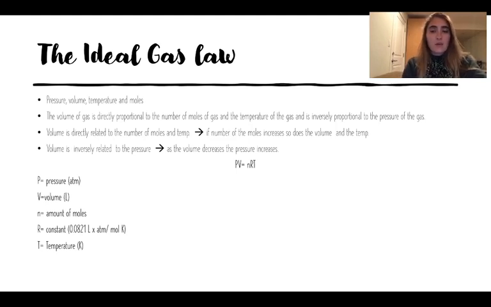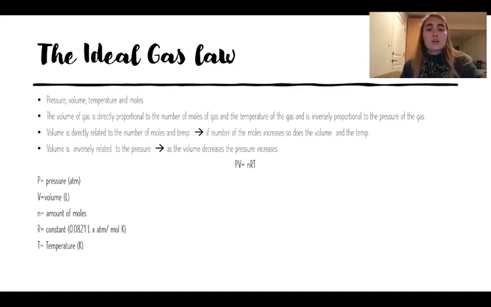So this is a big statement, but I'll break it down for you after. The volume of gas is directly proportional to the number of moles of gas and the temperature of gas, and is inversely proportional to the pressure of the gas. So what does that mean? That means volume is directly related to the number of moles and temperature, meaning if the number of moles increases, so does the volume and temperature. Whereas volume is inversely related to pressure, which we already know. As the volume decreases, the pressure then increases.